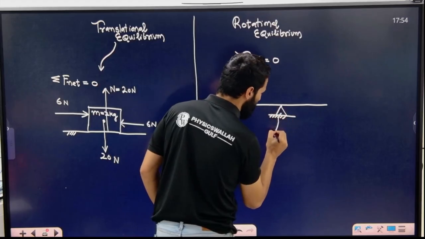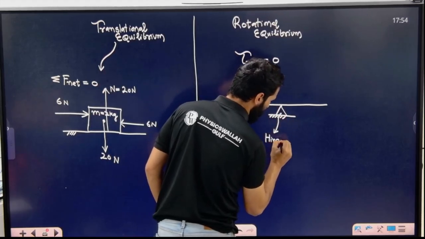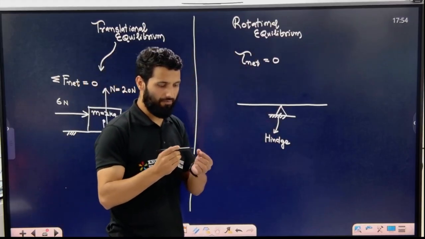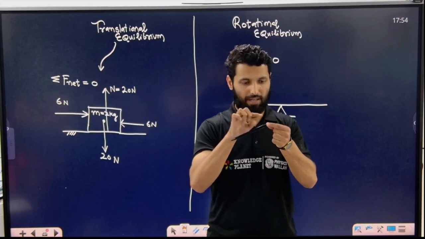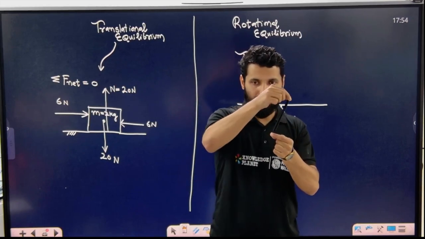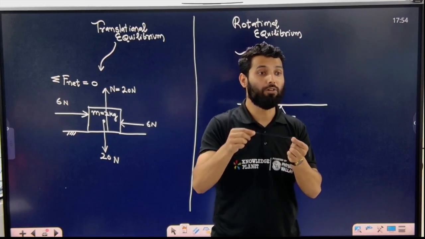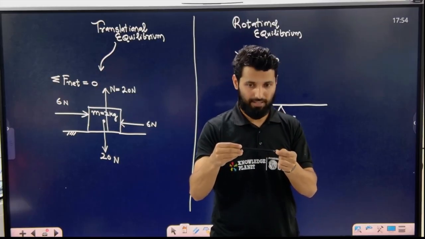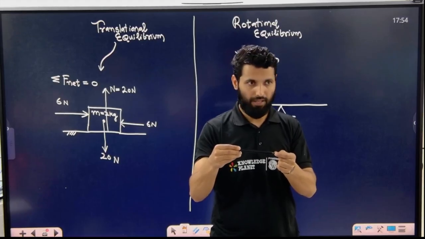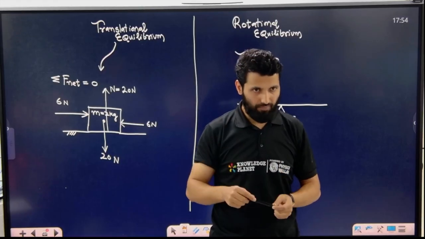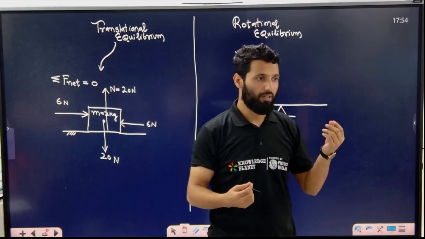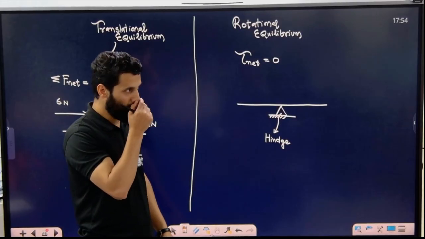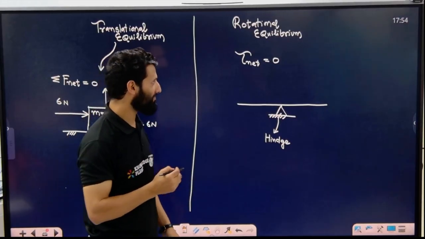Or simply hinge. What is this hinge? Hinge is basically if I hinge any object, let's say I hinge this pen here. This is hinge support. About this, it's free to move, it's free to rotate, but it's not free to translate. If I pull it, it will not come off. If I push it again, it won't come off. But it's free to rotate. Such support we call hinge support.